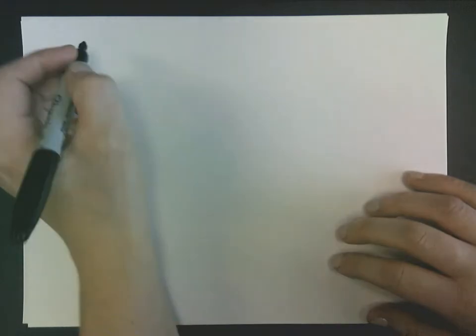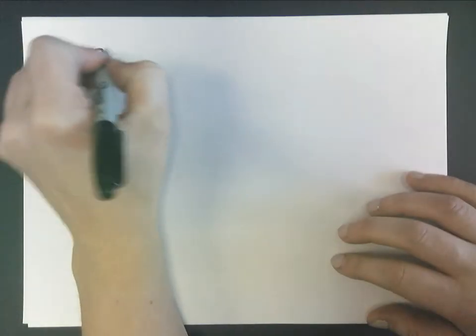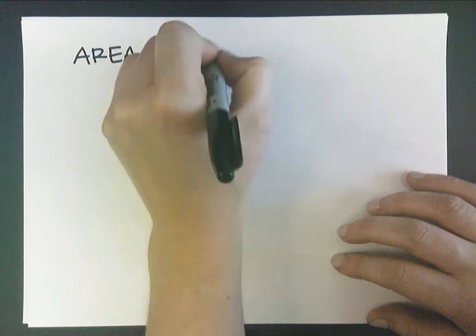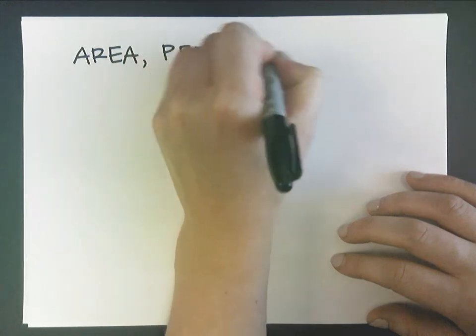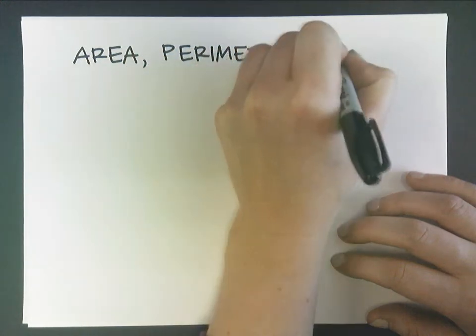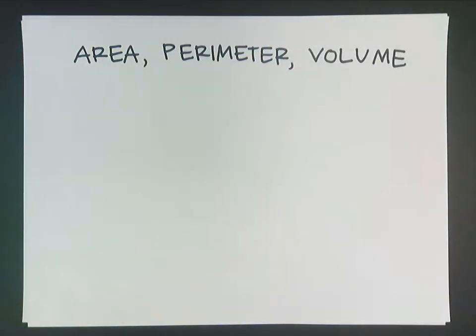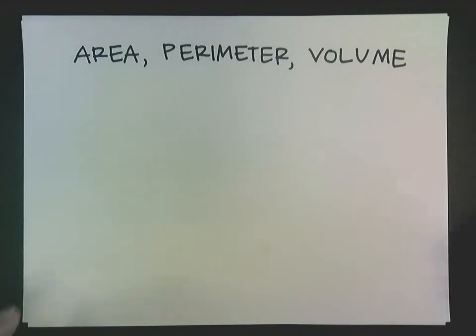Hey there, fifth grade. Today we are going to talk about three different things: area, perimeter, and volume. All of these things are ways to measure a shape. And you guys have learned how to measure in the past week or two.